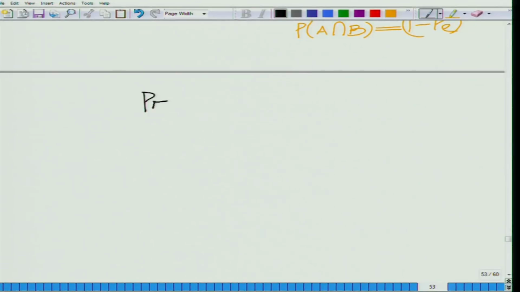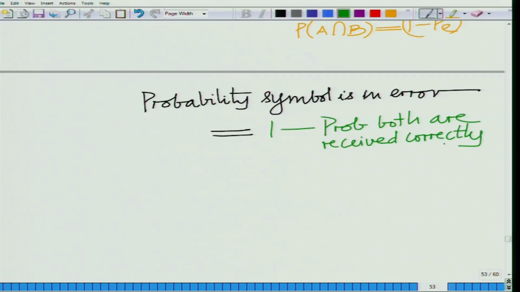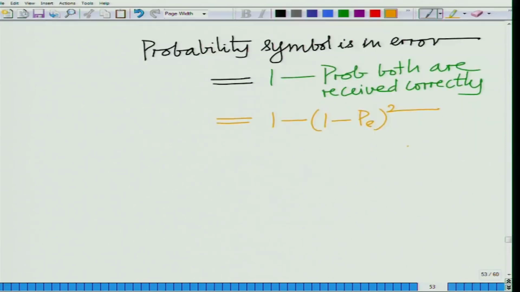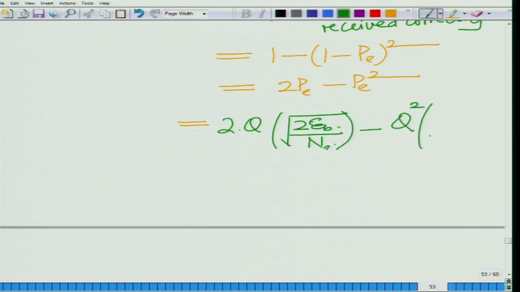is in error equals 1 minus the probability both are received correctly, that is 1 minus (1 minus P_e) square, which is equal to basically 2 P_e minus P_e square, and we know what P_e is, which is Q of square root of 2 E_b divided by N_0.